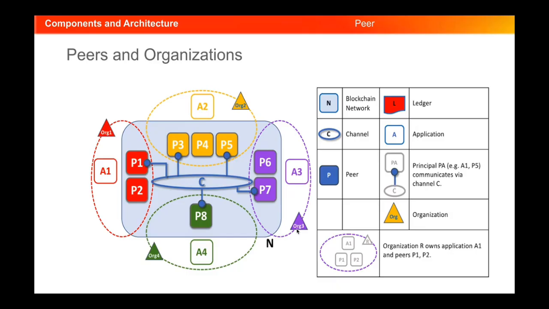Then you have another channel, C2, and you have application 3, P6 and P7, which are connected to the channel and managed by organization 3. You have P8 and application 4, which is handled by organization 4. So this is how the channel, application, peers and organization come together in a Hyperledger Fabric network.